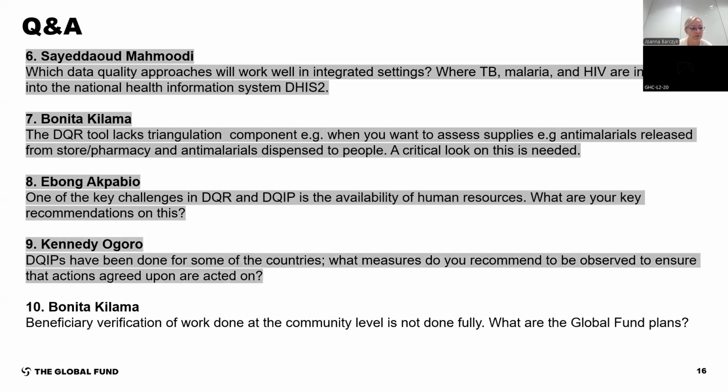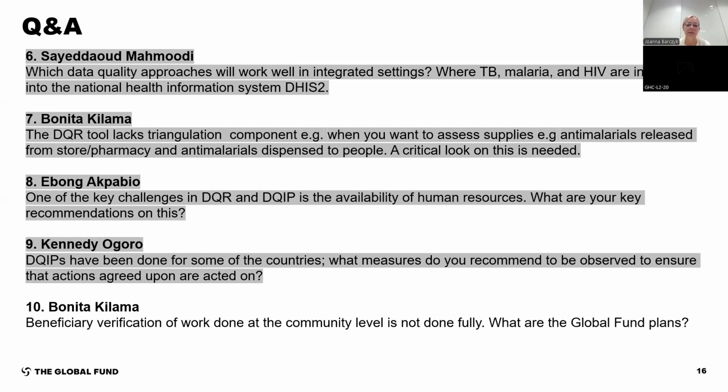Next one: beneficiary verification of work done at community level is not done fully. What are the Global Fund plans? Absolutely right. The Global Fund has worked closely with WHO on extending the data quality review methodology to the community level. A draft of the tool exists, and I think it hasn't yet been fully piloted for lack of funds. But we are now working with WHO and UNICEF on piloting the data quality review approach for the community level.